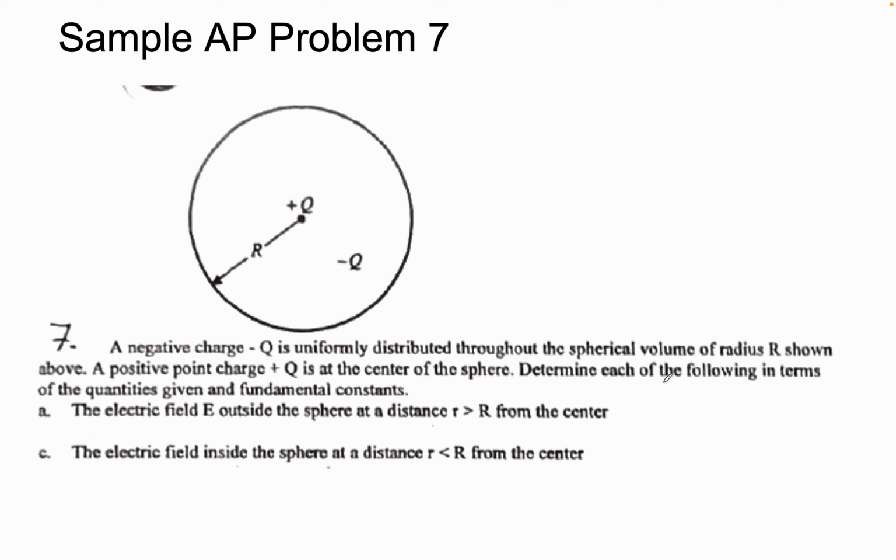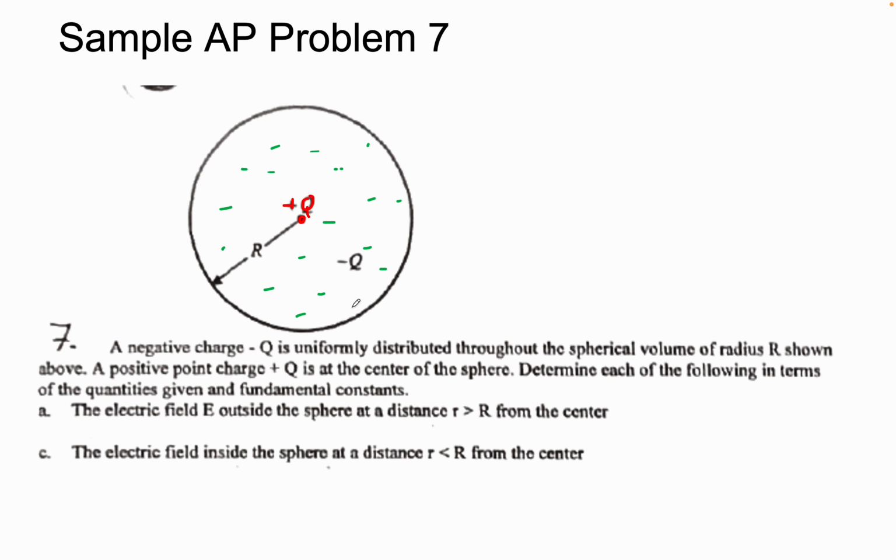And then number 7, I'm going to skip for the time being. You've got a positive charge in the center, negative charge distributed throughout the outside of this one. So this one's a little weird. An equal negative charge is distributed throughout this volume. It's sort of like the plum pudding model, if you remember Rutherford back from chemistry. Whereas all the positive charge is on the inside, the negative charge is distributed all over the place.